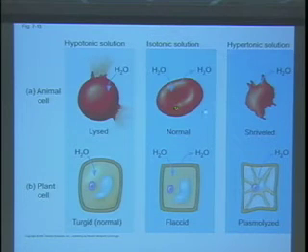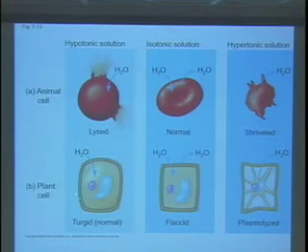If these cells are in an isotonic solution where the salt concentrations are roughly the same inside and outside of the cell, water will flow in and out at roughly the same rate, and these cells will look normal. And then over here, if we have these cells in a hypertonic solution, where we have a lot more salt outside of the cell than inside, now water will tend to flow out of the cell, and these will just kind of shrivel up. Plant cells behave a bit differently, and you can see that sort of illustrated here.